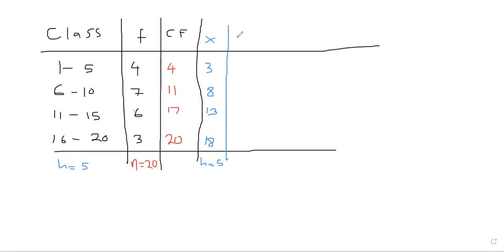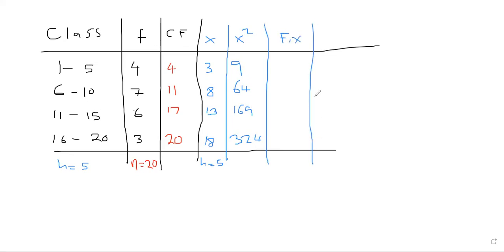Then we can square this column, x squared. So this is 9, 64, 169. 18 squared, what do we have? 324. All right. So we now multiply the frequency times the x. It's called fx. We multiply the frequency times x squared, that is fx squared.